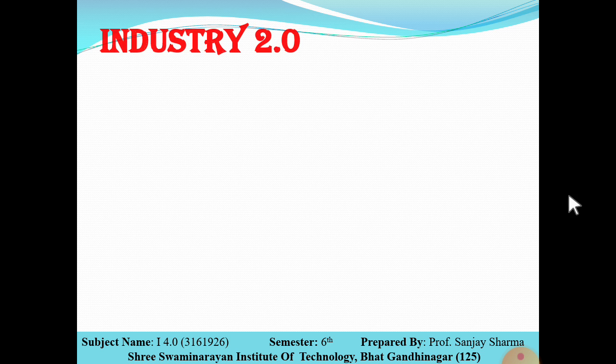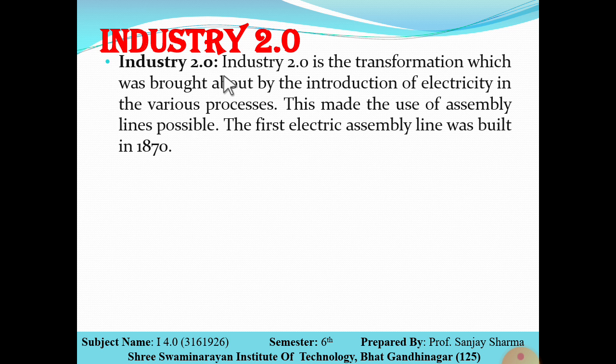Now the next, okay, we have seen Industry 1.0. Now what is Industry 2.0? So the Industry 2.0 is the transformation which was brought about by the introduction of electricity in the various processes. Now in Industry 1.0, there was no electricity. Only some steam was utilized to power the prime movers. In Industry 2.0, they were powered with electricity.